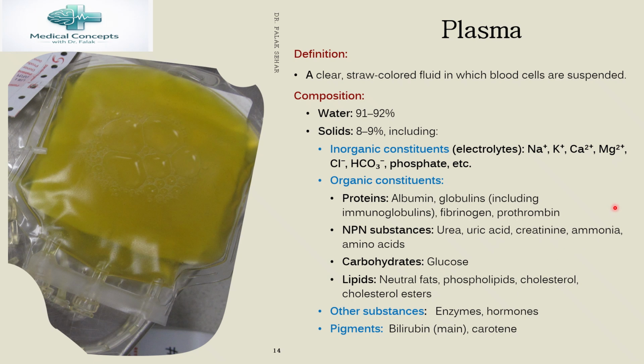Solid components include inorganic constituents, mainly electrolytes that include sodium, potassium, calcium, magnesium, chloride, bicarb, phosphate, etc. While organic constituents include proteins like albumin, globulin, fibrinogen, prothrombin, etc. and nitrogenous product like urea, uric acid, creatinine, ammonia, amino acid, glucose, lipids that include neutral fats, phospholipids, cholesterol ether, etc. Other substances like enzymes, hormones, pigment like bilirubin and carotene are also present in the plasma.